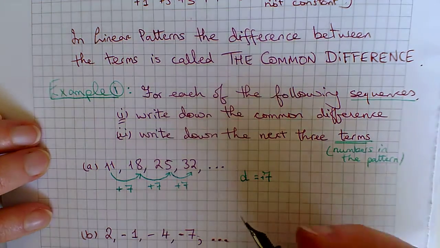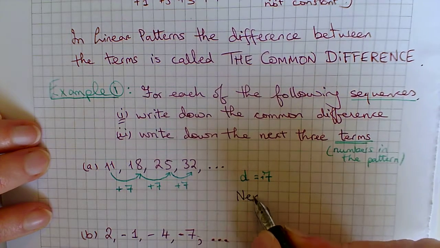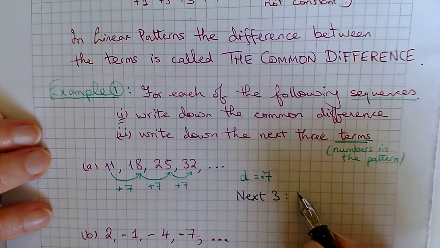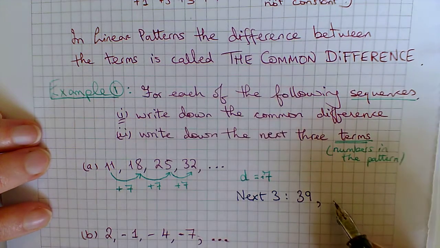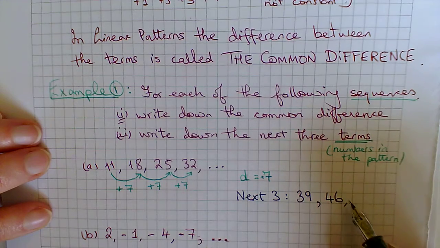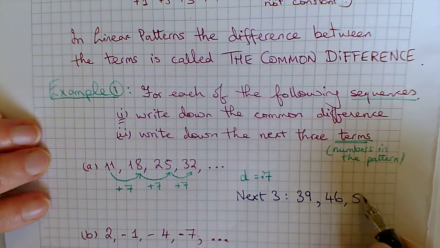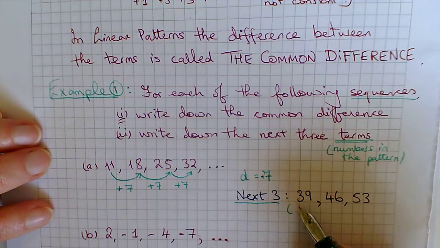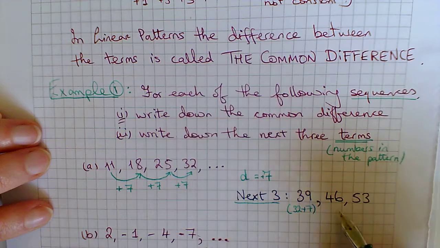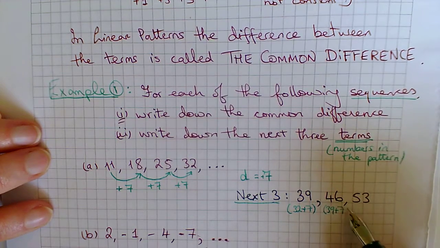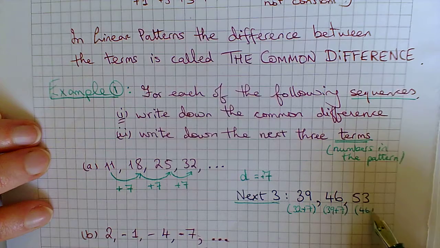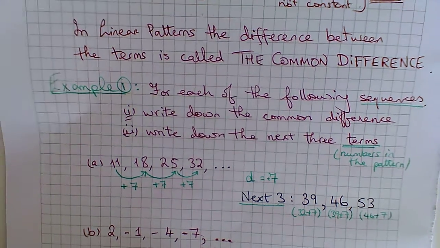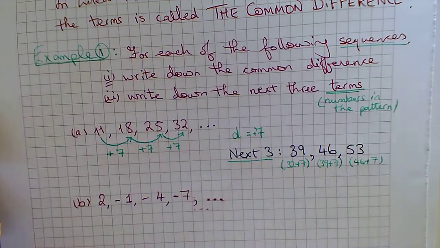Now, what about the next three terms? So my next three terms, 32 plus 7 is 39. 39 plus 7 is 46. And 46 plus 7 is 53. So let me just indicate where I got those numbers from. This was 32 plus 7. This was 39 plus 7. And this was 46 plus 7. So that's how linear patterns behave. Let's look at the next one, because there's something a little bit strange going on here.